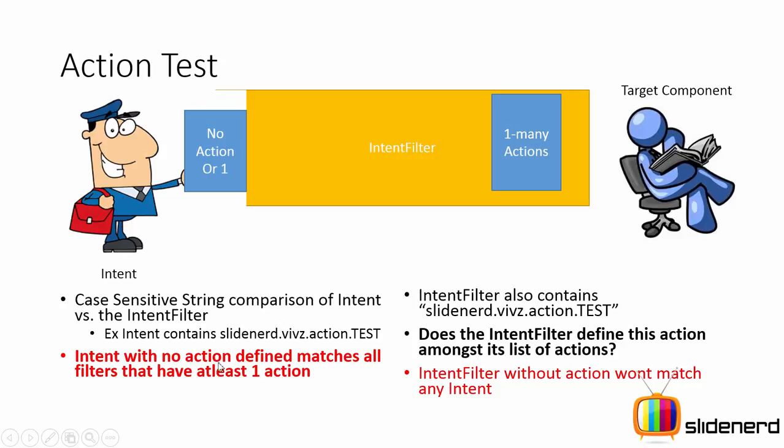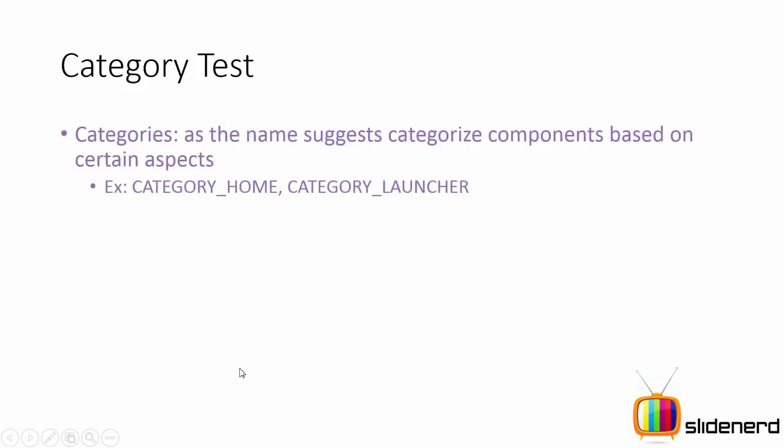Now an intent with no action defined matches all the filters that have at least one action. So when you talk about an intent with no action, further distinction is going to be made on the basis of category or data. So now let's take a look at the category test and try to figure out what that does.